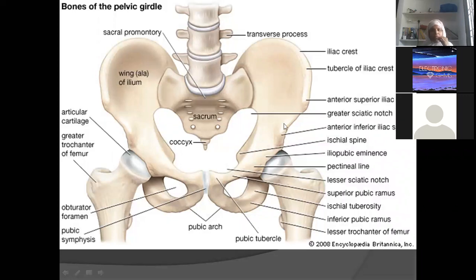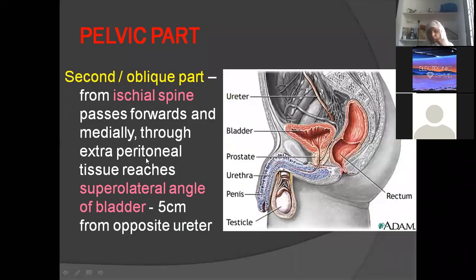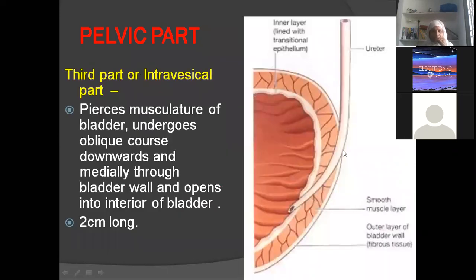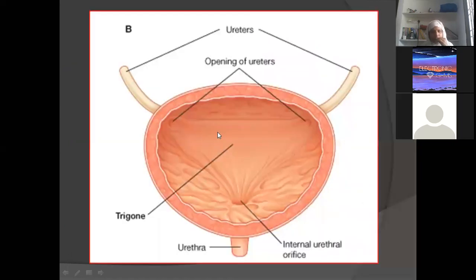Okay, that is the pelvic part, I told you this is extraperitoneal, Hemata, you asked me, isn't it? Yes, ma'am. That is the second part, which is oblique. And see, this is the pelvic part, intravesical part. See, 2 centimeters long. You can see how it is piercing the wall of the urinary bladder. Okay. What is the name of the muscle in the urinary bladder? I told you, detrusor. Detrusor muscle.